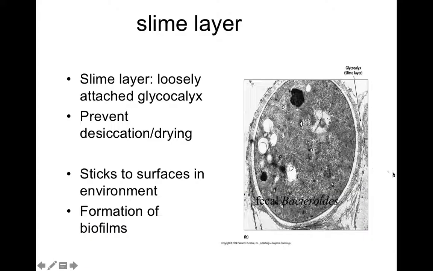The slime layer is a glycocalyx that's more loosely organized and loosely attached to the surface of the bacterium. It can help prevent drying or desiccation, as can a capsule. But probably a more important function of the slime layer is it lets the bacteria stick to surfaces in the environment, forming these microbial communities we call biofilms. And biofilms are really important. It's believed that in many of the bacterial infections in humans, the invading bacteria will form these biofilms, and these are microbes living in a sticky extracellular matrix, which is basically the slime layer. It lets them attach to surfaces in our bodies.